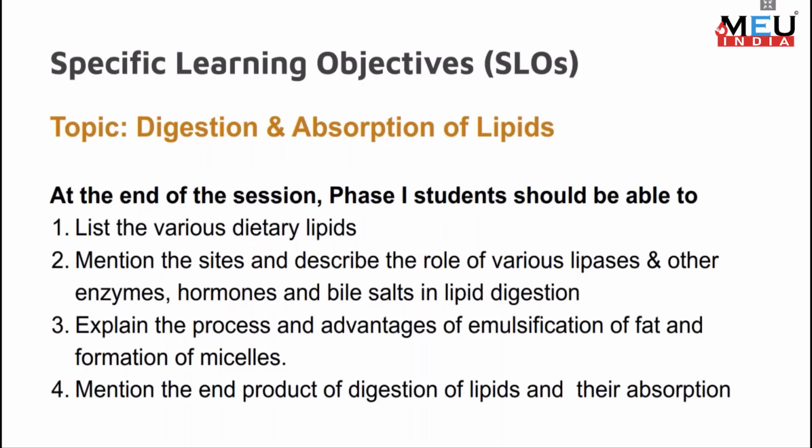Regarding these SLOs, the first topic under BI 4.2 is the digestion and absorption of lipids. At the end of the session, phase 1 students should be able to list the various dietary lipids, mention the sites and describe the role of various lipases and other enzymes, hormones and bile salts in lipid digestion. Explain the process and advantages of emulsification of fat and formation of micelles. Mention the end products of digestion of lipids and their absorption.